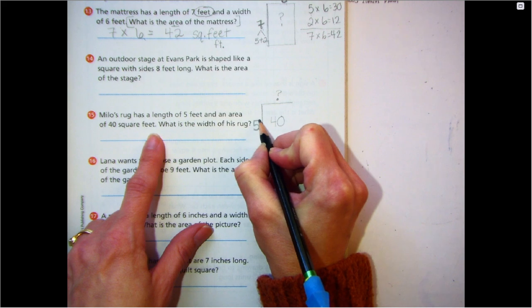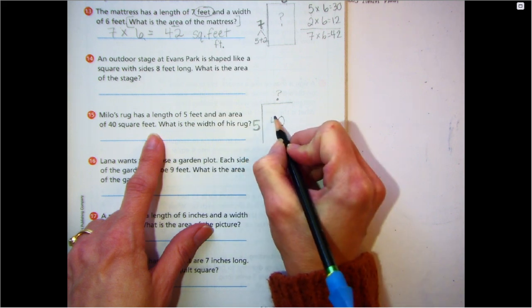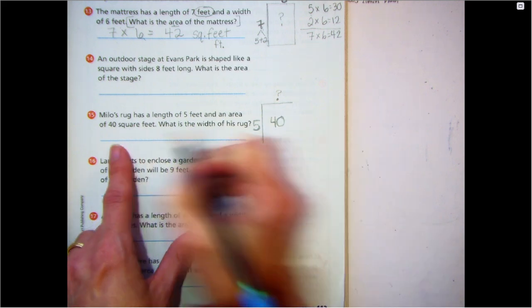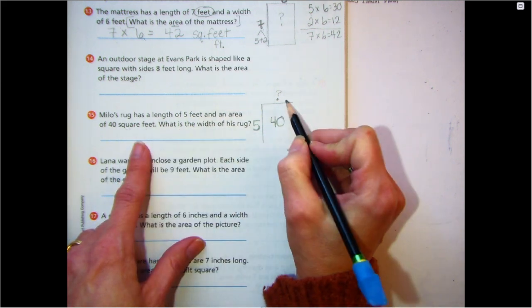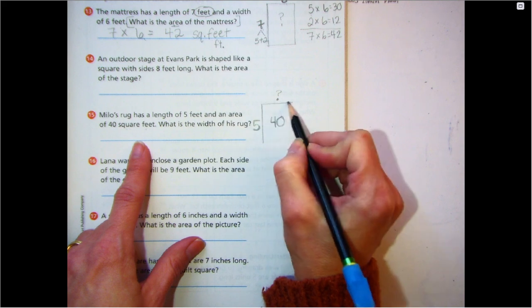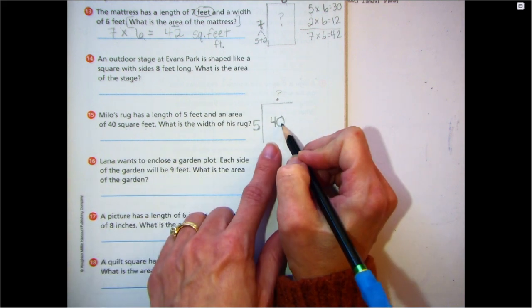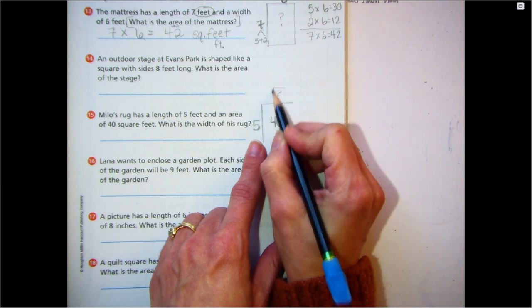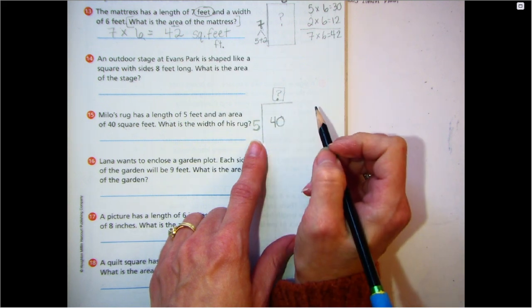I know the side length is 5. I know the whole thing, the area, is 40 on the inside, 40 square feet. So what's my missing side? How do I take 40 and a 5? What do I do to find this unknown?